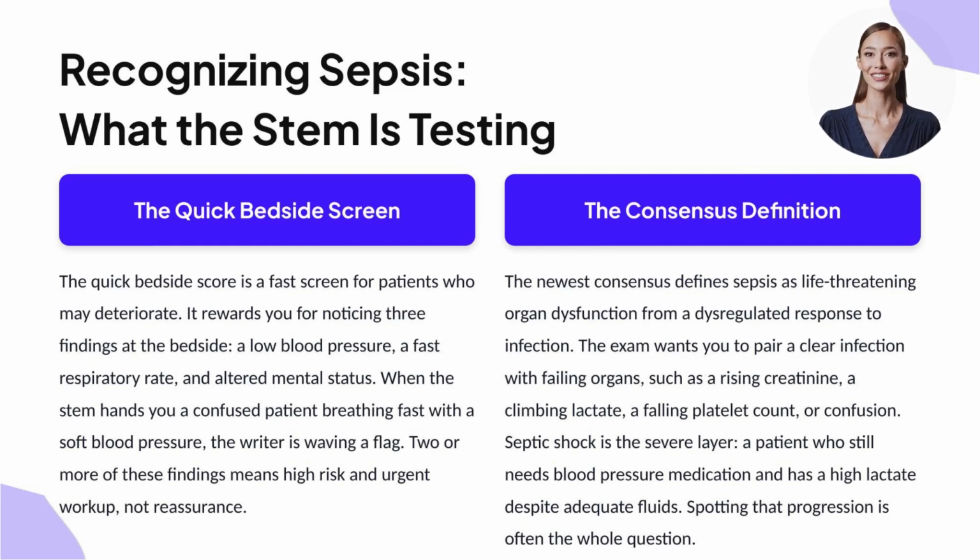The second tool is the consensus definition itself. The newest definition calls sepsis a life-threatening organ dysfunction caused by a dysregulated response to infection. In plain terms, the exam wants you to pair a clear infection with evidence that organs are failing, such as a rising creatinine, a climbing lactate, a falling platelet count, or new confusion. Septic shock is the more severe layer. That is the patient who still needs blood pressure medication to keep the pressure up, and who has a high lactate even after you have given enough fluids. Learning to spot that progression, from infection to organ dysfunction to shock, is often the entire point of the question.